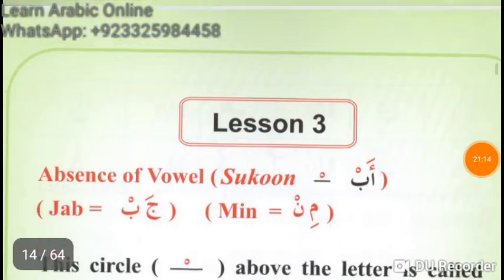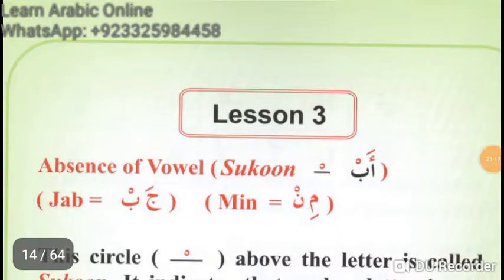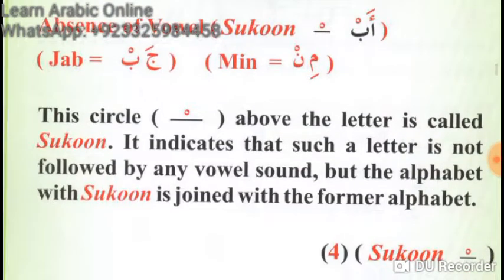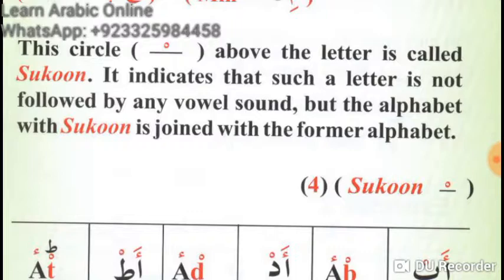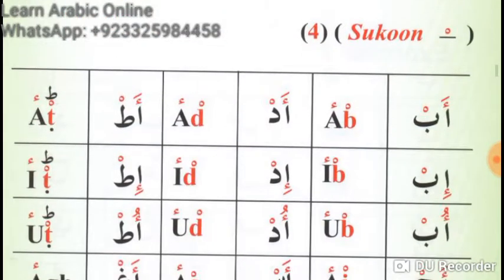Okay, good. Now we have lesson number 3. Here we will study about the absence of vowel, which is called sukoon. So start reading it. Absence of vowel, sukoon. This circle above the letter is called sukoon. It indicates that such a letter is not followed by any vowel sound, but the alphabet with sukoon is joined with the former alphabet. So remember that the alphabet with sukoon is joined with the former alphabet.